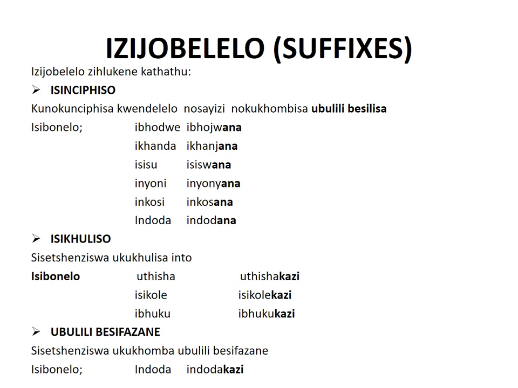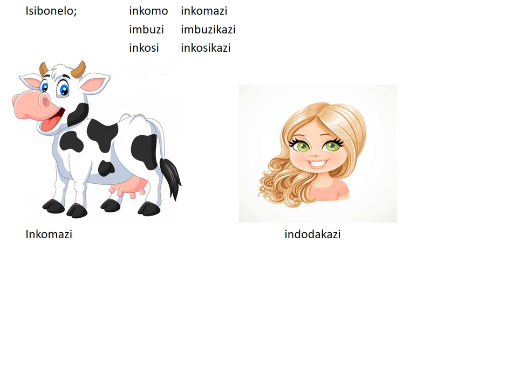Bese sedlulela ke kubulili besifazane, female gender. Once the word is added with the suffix kazi, it shows that that is a female gender. Let's do the example. Isibonelo over there, indoda is having a daughter, which is indodakazi. Sibuye siqhubekeke nazo ezinye izibonelo laphayana.